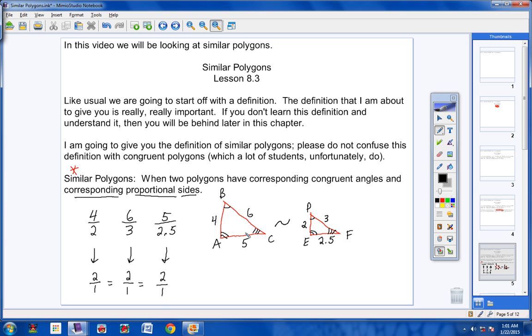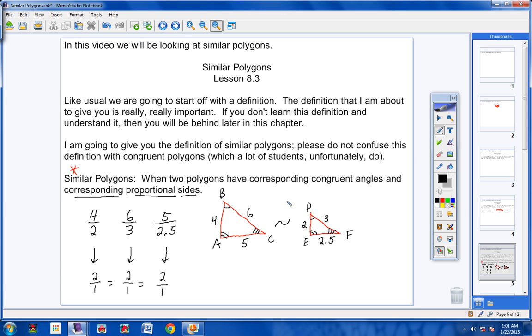Yes, they are. So let's review. Did I have congruent angles from one triangle to the other? Yes, I did. All of them. Did I check every single corresponding side? Yes, I did. Are all the corresponding side ratios congruent? Yes, they are. So these two triangles are similar.